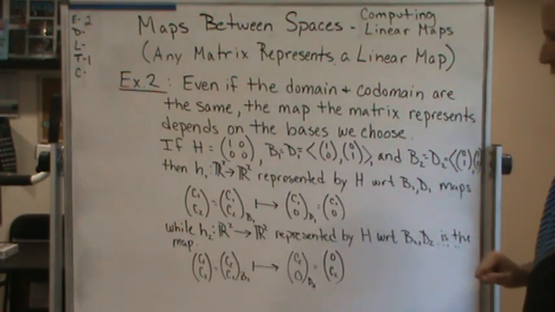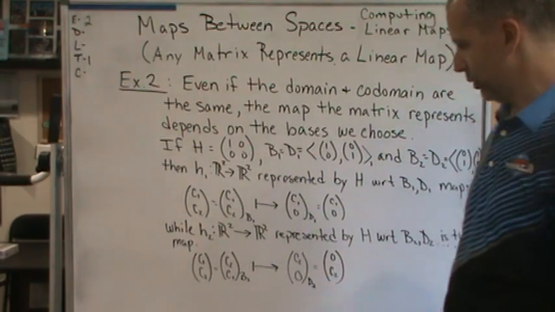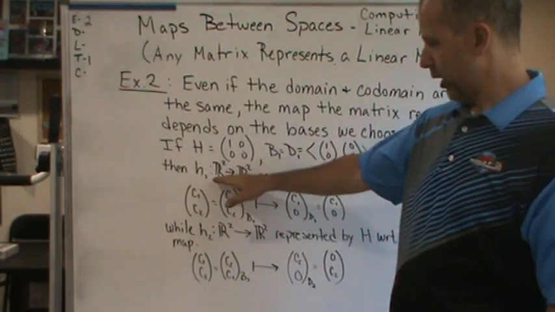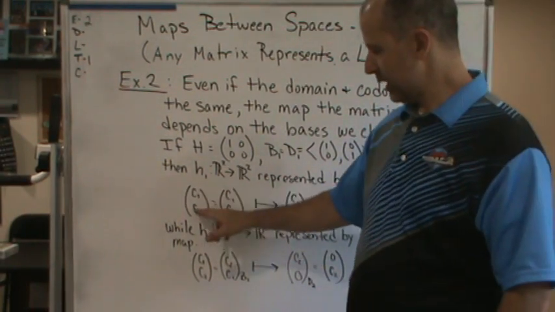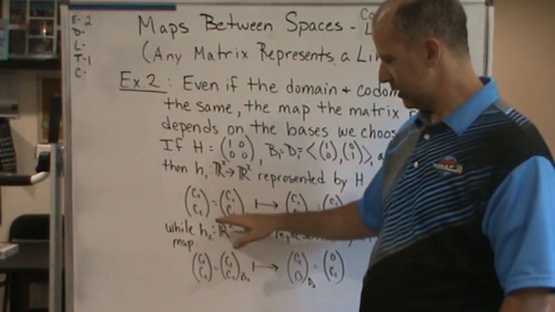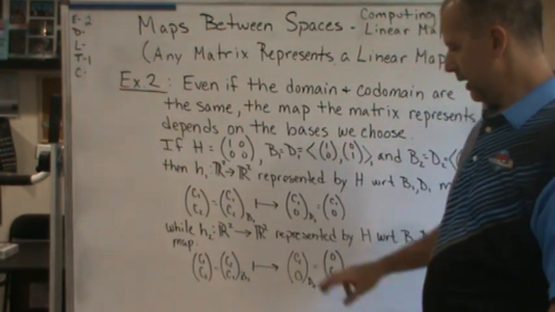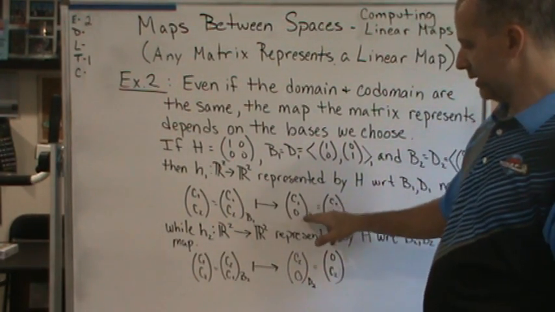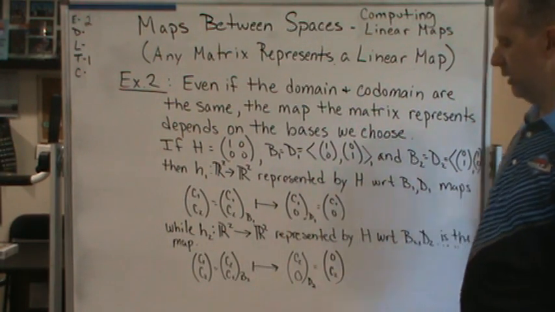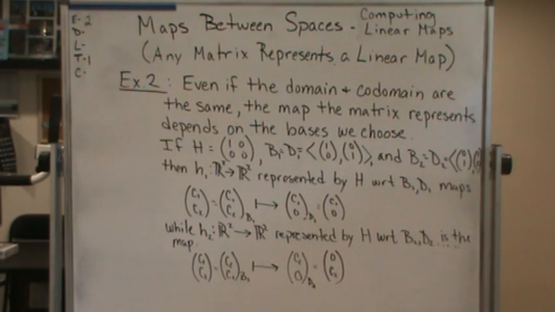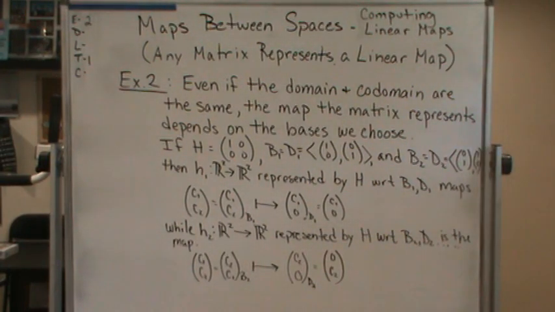So now we're going to show two different functions using H1 and H2. In H1, the mapping from R2 to R2 represented by H with respect to B1 and D1 maps C1, C2 this way. So we go from C1, C2 with respect to B1, and then it's mapped to C1, comma 0, which again is equal to C1, 0. Okay, so notice this is a projection onto the x-axis.